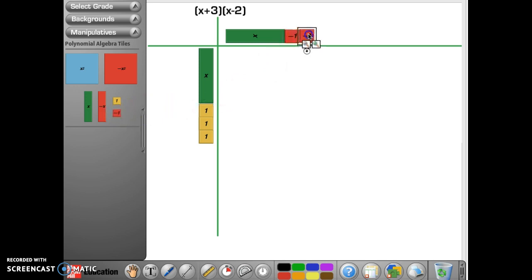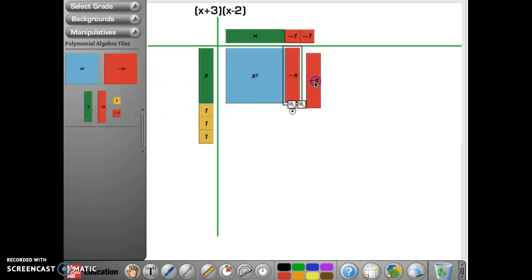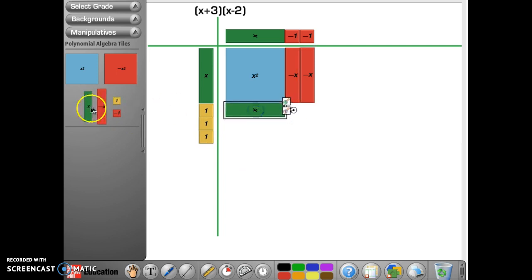All right. Now in our area here, we're going to need to fill in a rectangle. So I know x times x gives me x squared. X times negative 1, students have figured out that that would give me negative x for each one. Now if I have x times positive 1, I'm going to need positive x to go along the bottom here. And we can rotate them so it makes a nice, great rectangle.